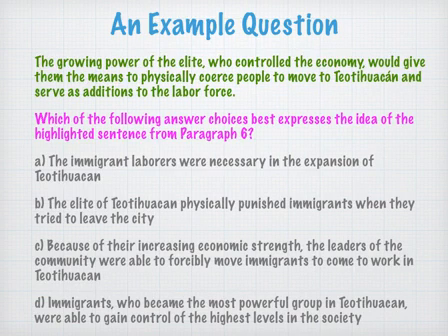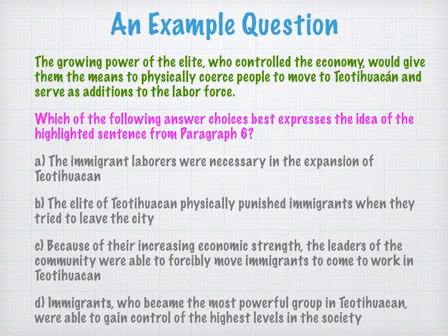A. The immigrant laborers were necessary in the expansion of Teotihuacan. B. The elite of Teotihuacan physically punished immigrants when they tried to leave the city. C. Because of their increasing economic strength, the leaders of the community were able to forcibly move immigrants to come to work in Teotihuacan. Or D. Immigrants, who became the most powerful group in Teotihuacan, were able to gain control of the highest levels in society.